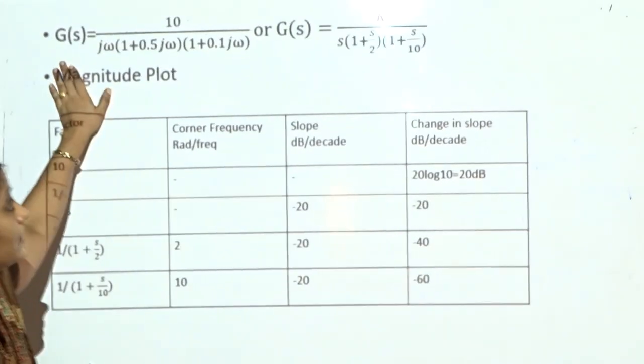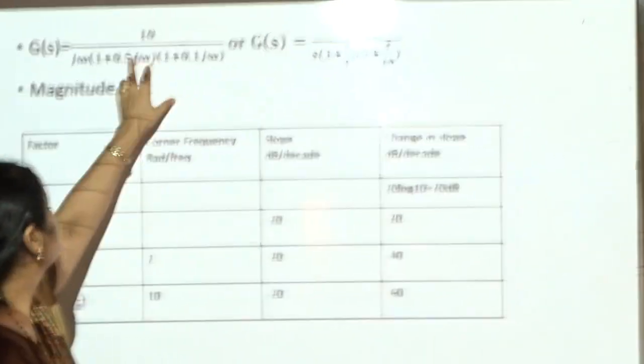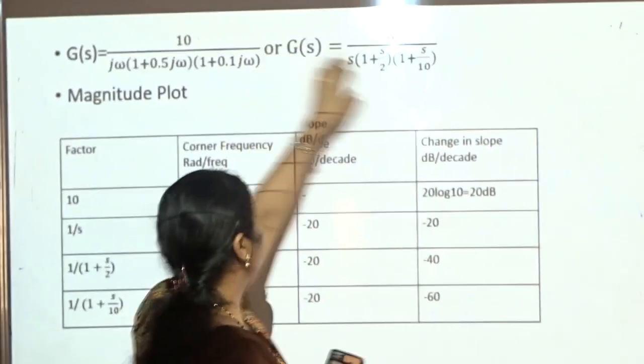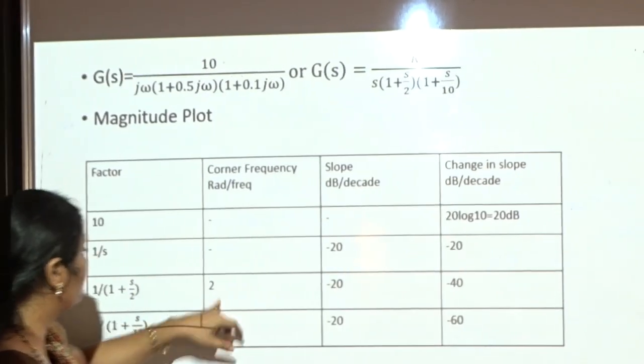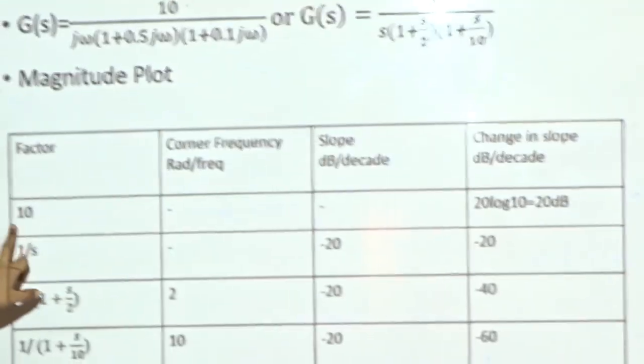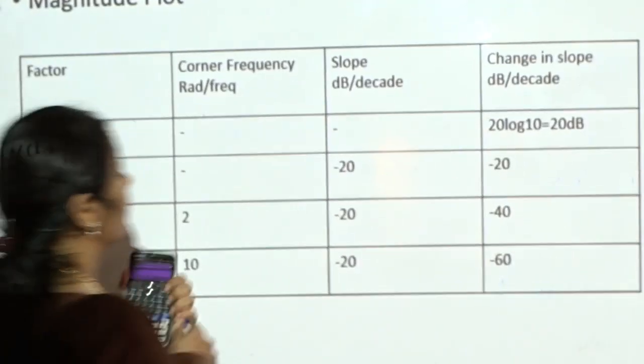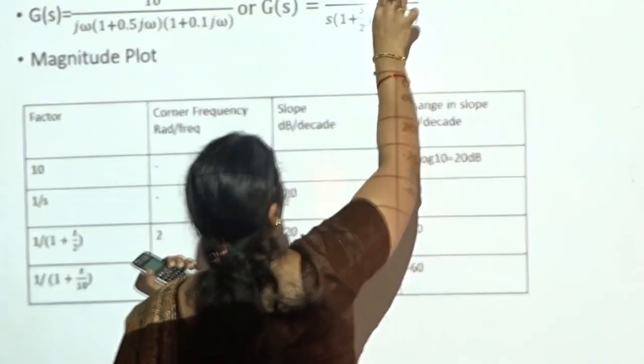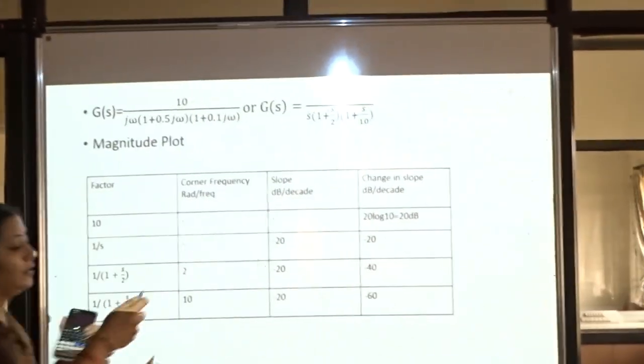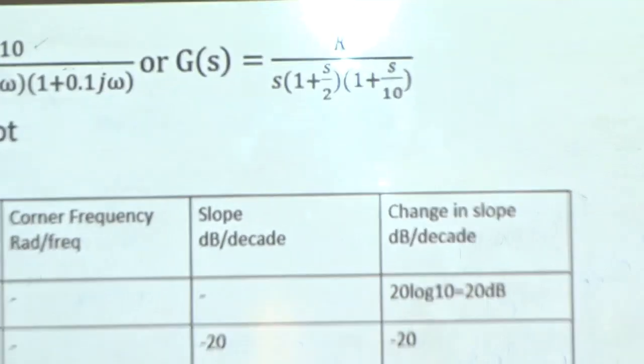Again, express it in the standard form. This is 0.5 becomes 2, 0.1 is again 10. The corner frequencies are 2 and 10. Similarly, the constant factor here, sorry, K is nothing but 10. Then 20 log 10 is 20 dB.